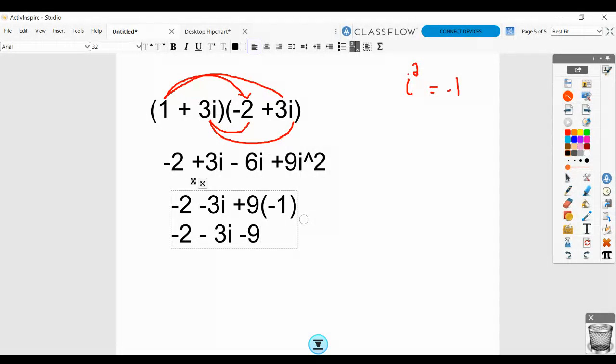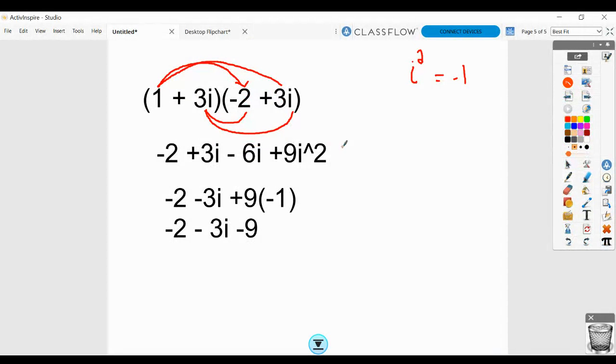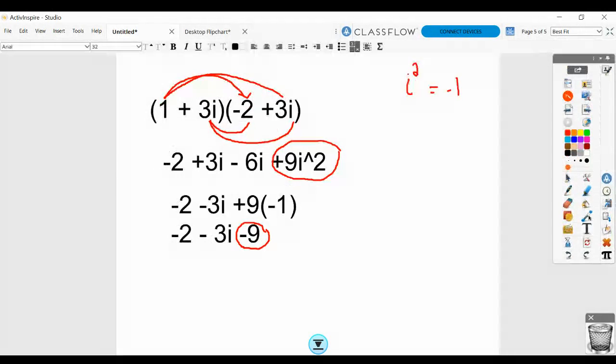So if it helps as a shortcut, you can just basically change the sign of whatever that number is. So if it says plus 9i squared, that is really the same thing as saying -9. So that's kind of a way to help you get there a little bit faster. Continuing to simplify, combining like terms, -2 and a -9 is a -11 minus 3i. And that is the answer that you would put in your synthetic division table.